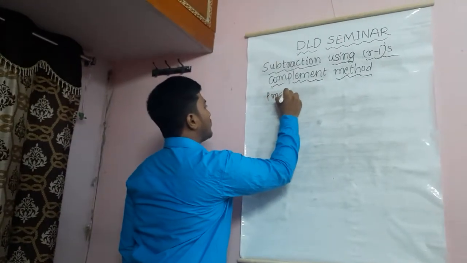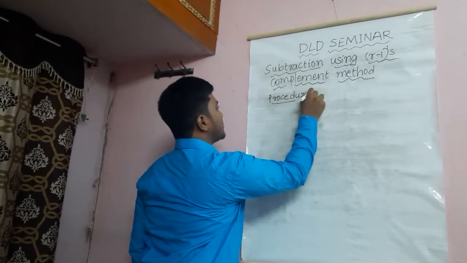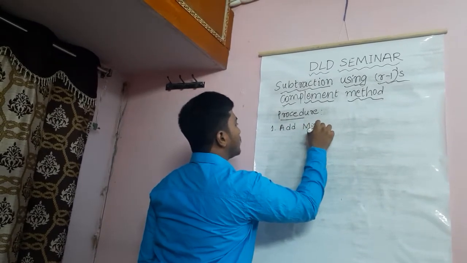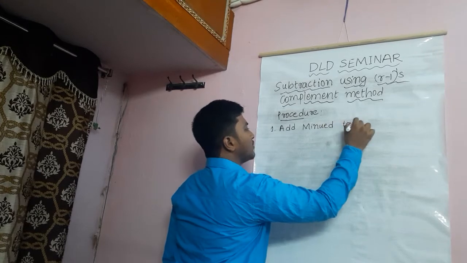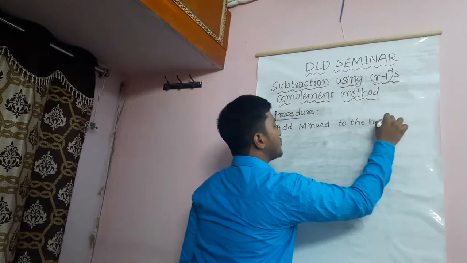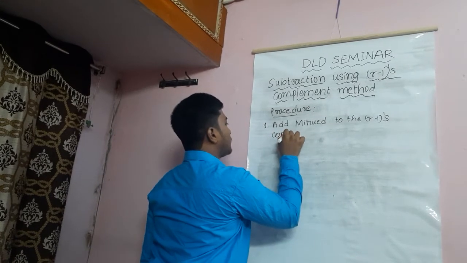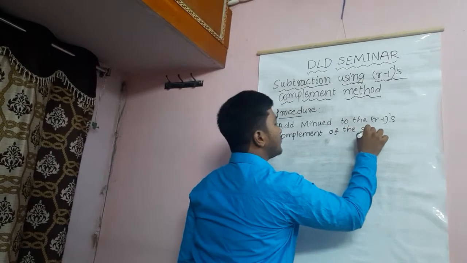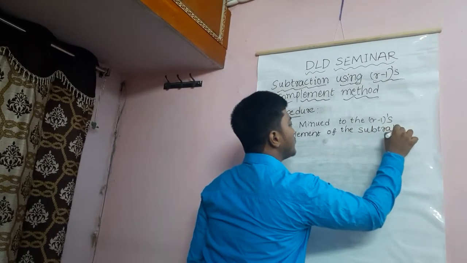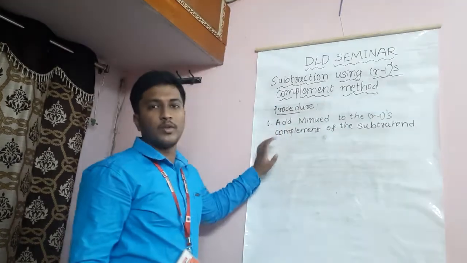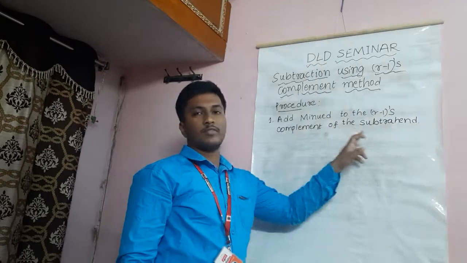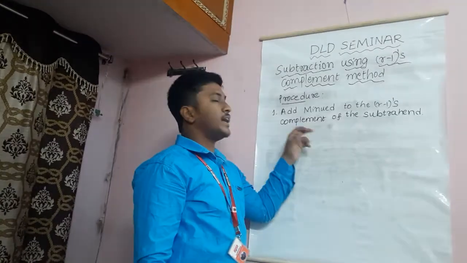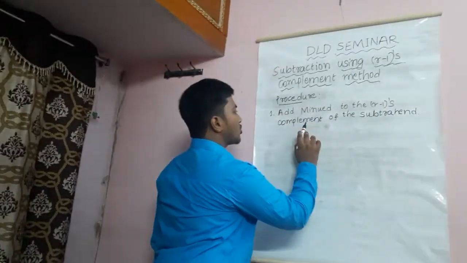Now the procedure. It is a three-step procedure. The first step is add minuend, that is the first number, to the r-1's complement of the subtrahend. So the first step is adding the minuend, that is the first number, to the r-1's complement of the subtrahend. Whatever the r may be, we should find the r-1's complement of the subtrahend first, and then we should add it to the minuend. Now I will explain how to find the r-1's complement of the subtrahend.